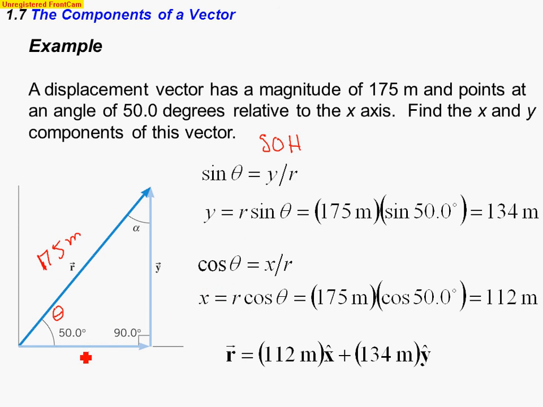To find x, we would use cosine. Cosine, remember, CAH: cosine equals adjacent divided by hypotenuse. So cosine of 50 is x divided by r. Since we know theta and r, we can then solve for x. That gives us 112 meters. So altogether, again, this is the x and y notation. Basically, this is saying altogether, r is equal to 112 meters in the x direction, plus 134 meters in the y direction. And if you wanted to verify that using the Pythagorean theorem, you could.